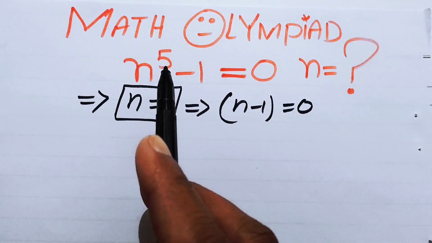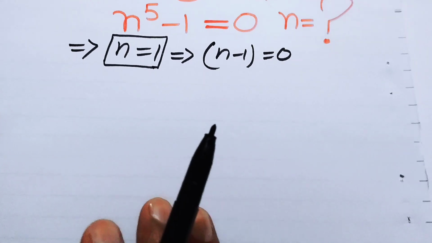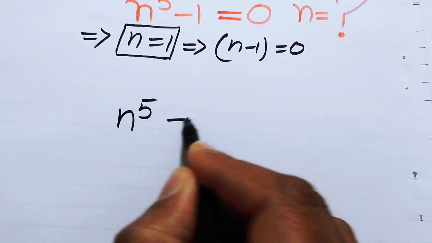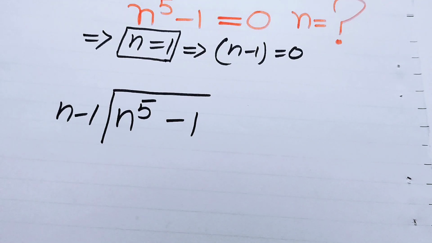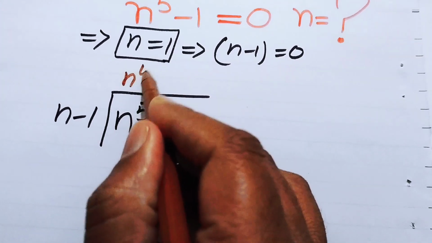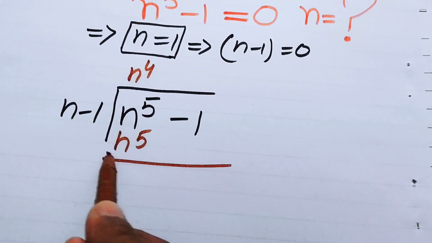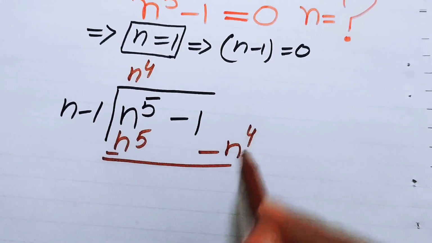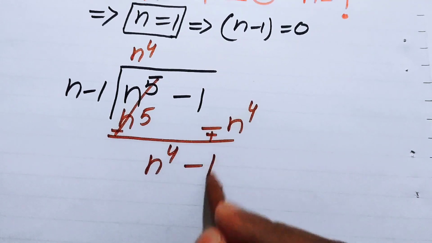So we divide n to the power of 5 minus 1 by the factor n minus 1, using the division method. We have n to the power of 5 minus 1, and we divide it by n minus 1. First we need to make n to the power of 5, so we multiply by n to the power of 4, and you get n to the power of 5. Now we change its signs, and you see that here you have minus n to the power of 4, and these two are gone, and here you get n to the power of 4 minus 1.